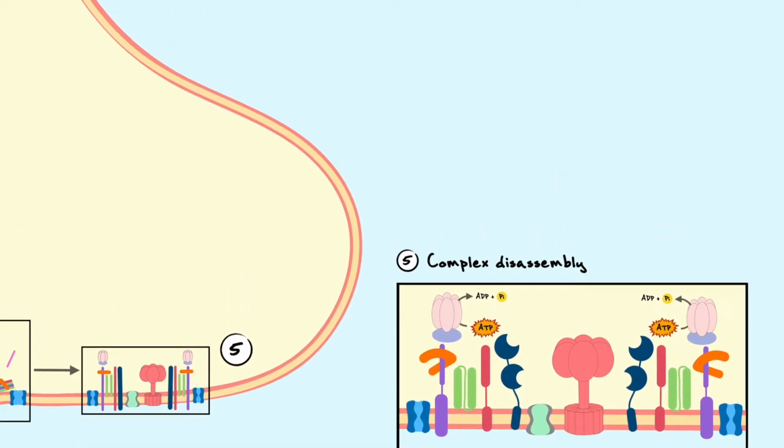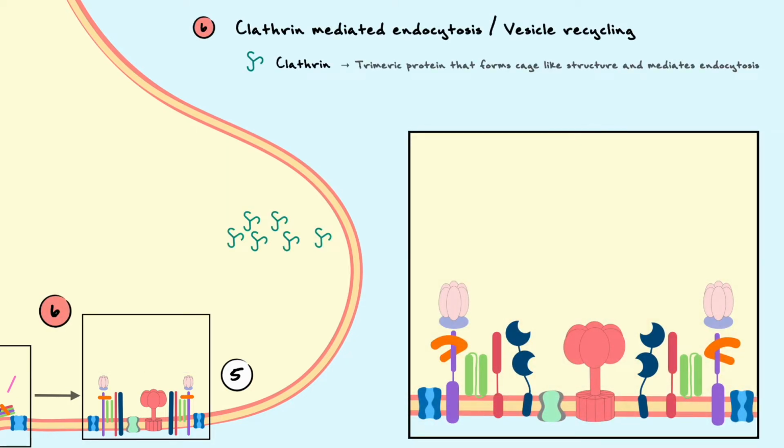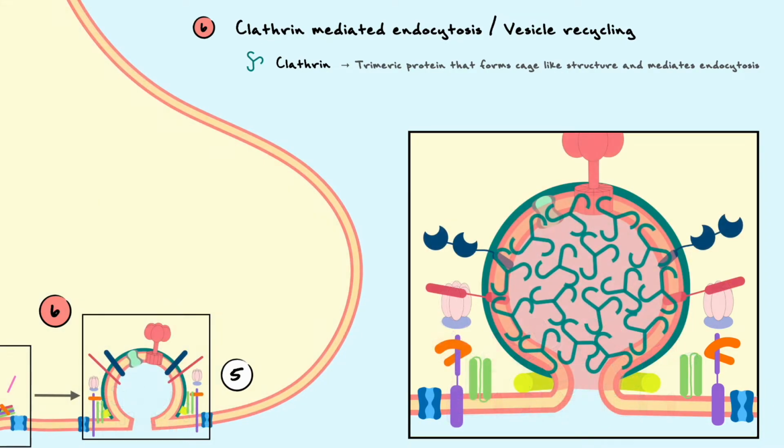One common route for vesicle recycling is clathrin-mediated endocytosis. Clathrin is a trimeric protein that binds to the membrane through adapter proteins and assembles into a cage-like structure. This cage-like structure dramatically changes the curvature of the membrane and forms the foundations for a new vesicle that is still associated with the membrane.